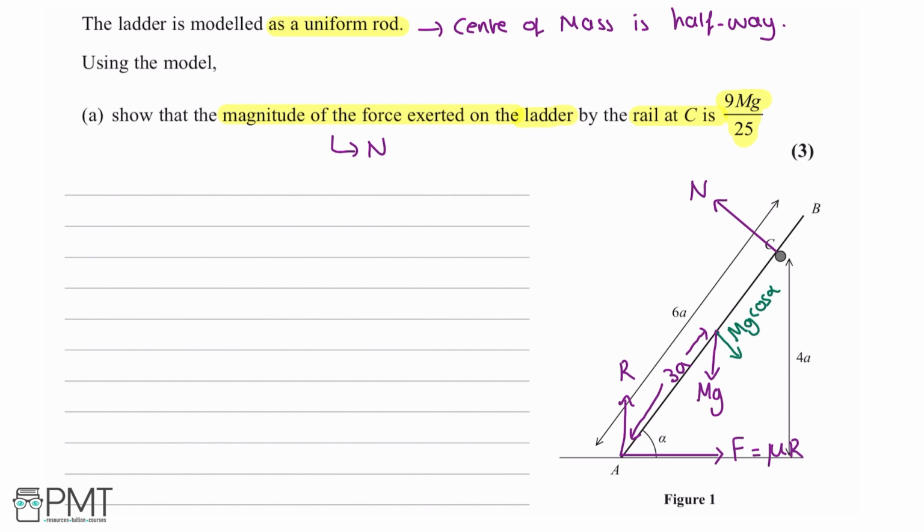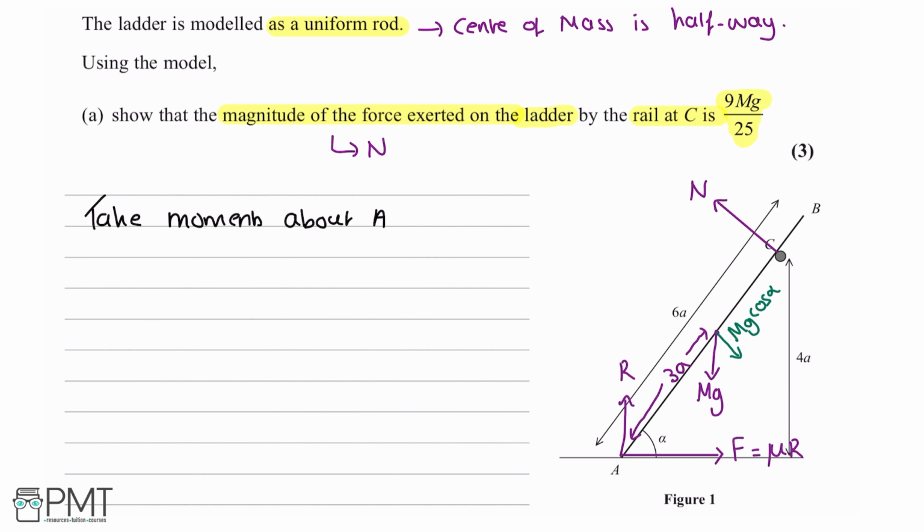And the best way I can think of to do this is to take moments about A, okay? And I'll explain what this means. So when you take moments about A, you are looking at all the forces which can rotate the rod about the point A. So point A becomes the pivot, all right?